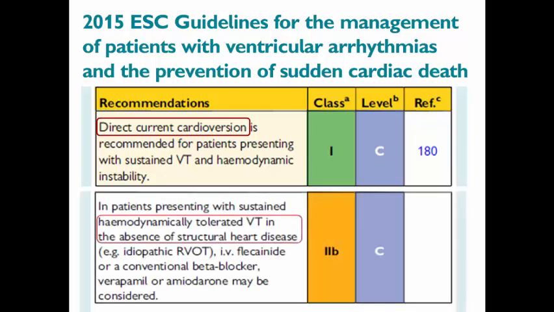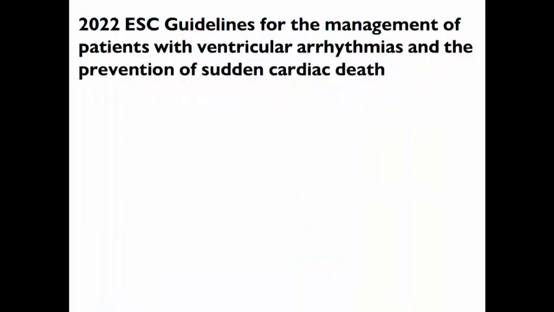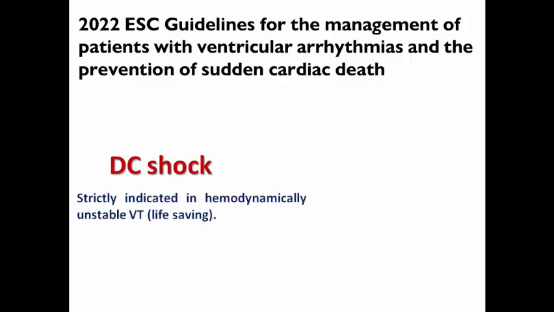You can give IV medication for patients with hemodynamically tolerated VT in the absence of structural heart disease, as you suppose that they are idiopathic or fascicular VT, like giving IV flecainide, conventional beta blocker, verapamil, or amiodarone, and this was class 2B. Was there any change in the 2022 ESC guidelines? They stated that DC shock is strictly indicated in any patient with hemodynamically unstable VT as a life-saving solution.